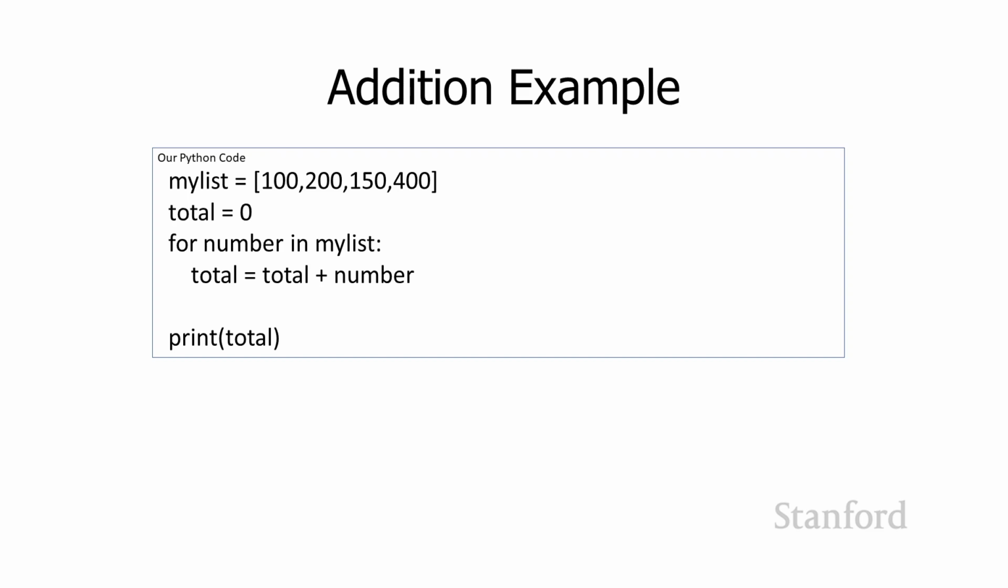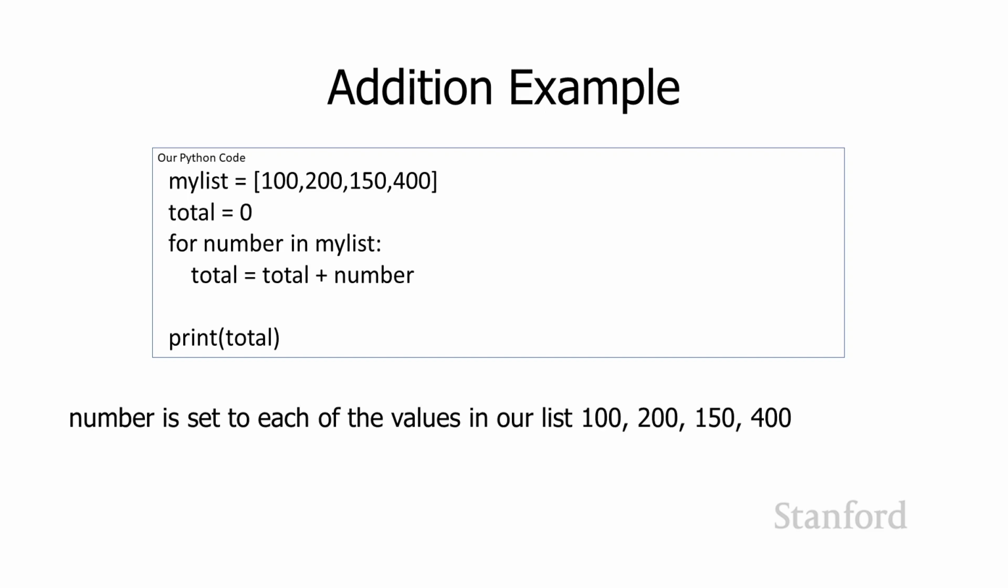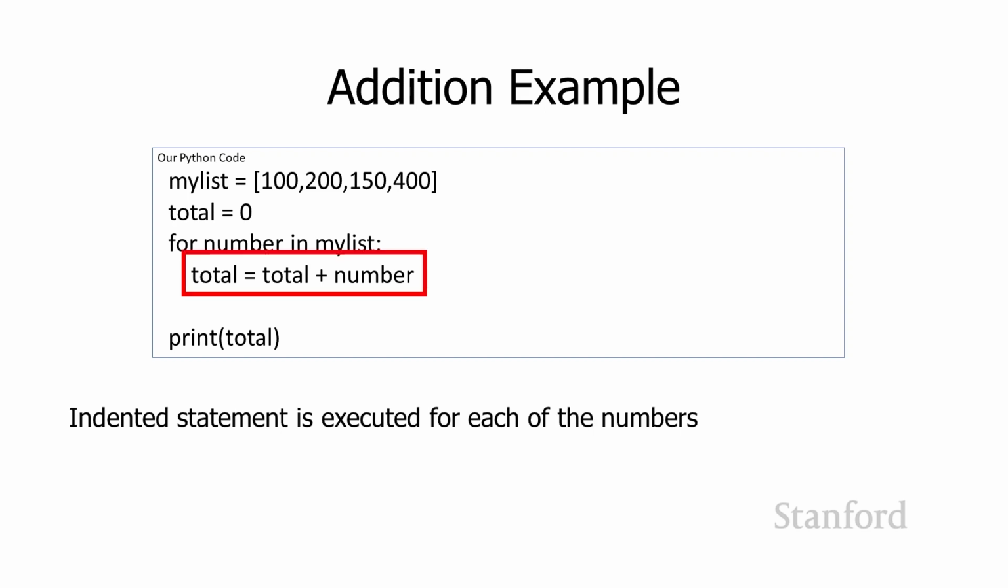And so we've got a little for loop. We've got our variable here, number, in the for loop for number in my list. And as you know, number will be set to each of the different values in our list, 100, 200, 150, and 400 in turn. And then we've got that indented statement that's going to get executed once for each of the numbers, once for 100, once for 200, once for 150, and once for 400.